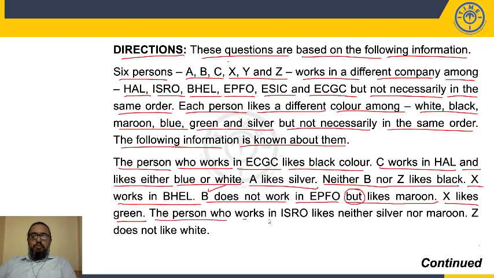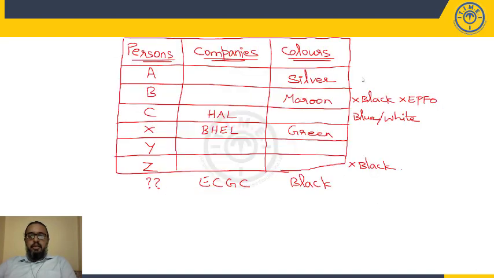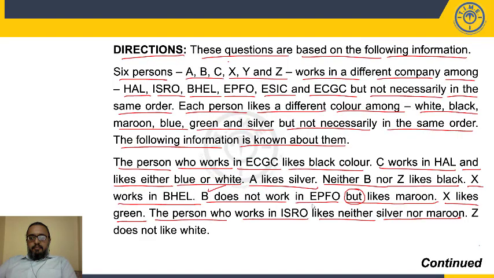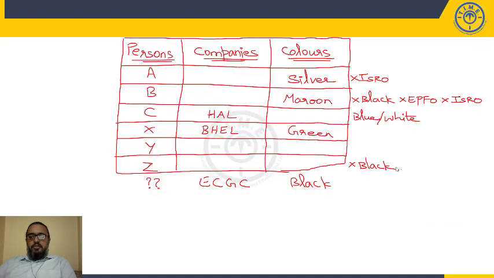Then the person who works in ISRO likes neither silver nor maroon. So ISRO cannot be given to A and it also cannot be given to B, because ISRO does not like silver or maroon. Then Z does not like white. So these are the conditions.